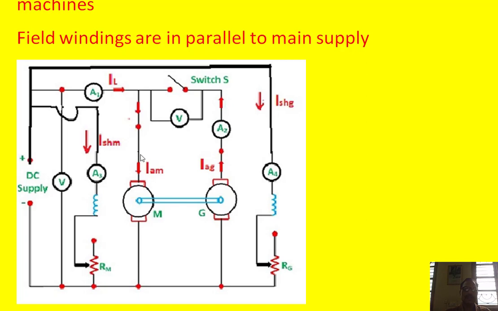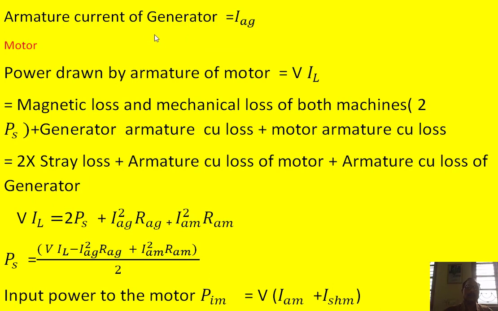So here we can observe this is the node, and the current entering into the armature means from this node current is leaving, whereas two currents are entering this node, that is IL plus IAG is equal to IAM. Similarly, armature current of the generator we call IAG. Now we start analyzing this circuit.